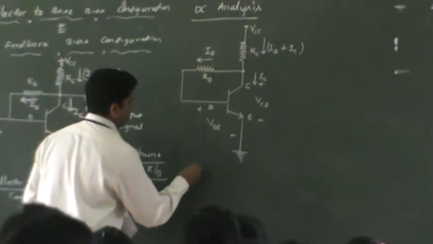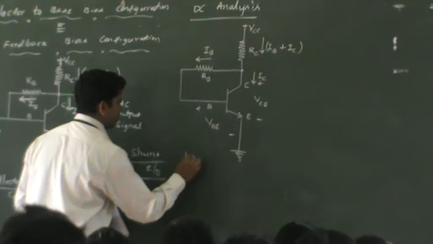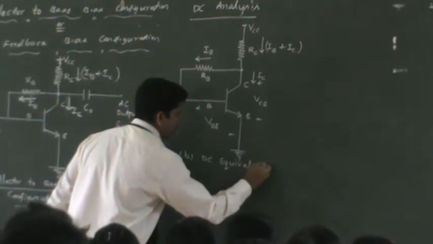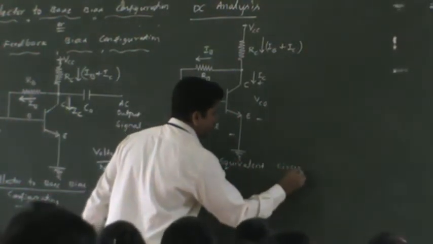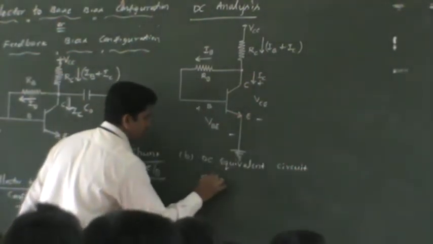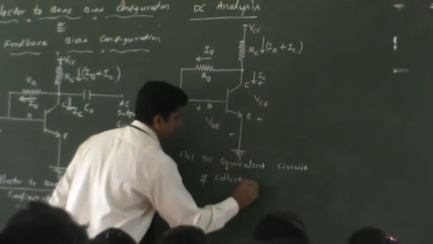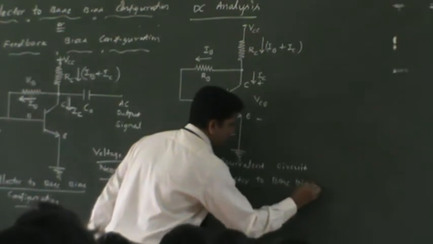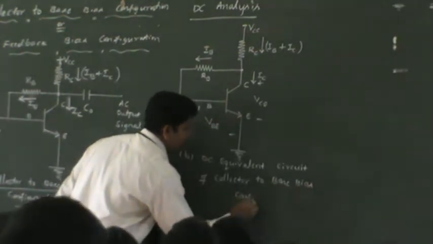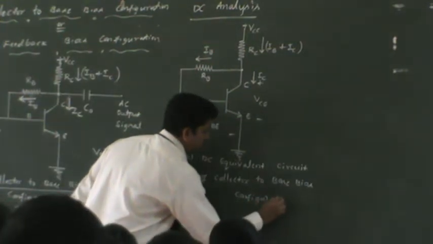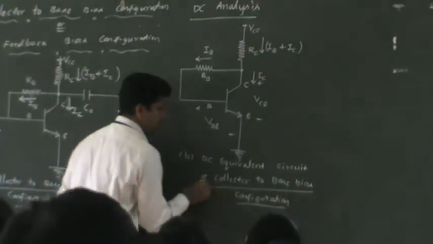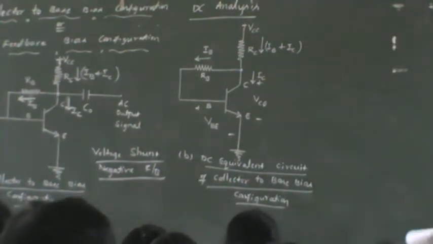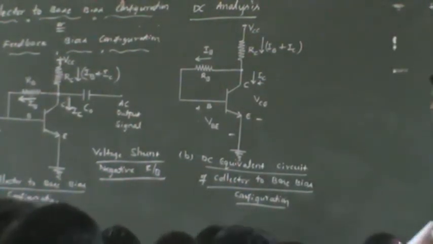This is the DC equivalent circuit of the collector to base bias configuration. Let us call this figure B. This equivalent circuit can be drawn by making your AC signal sources zero and the capacitor an open circuit.